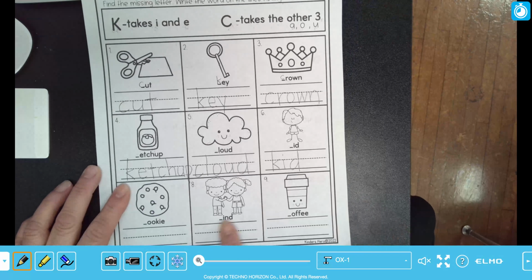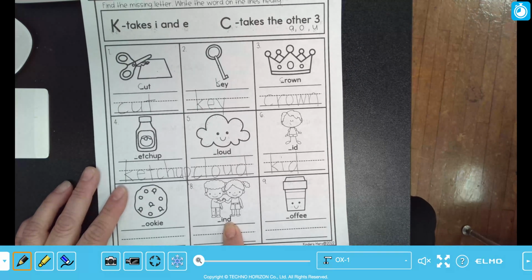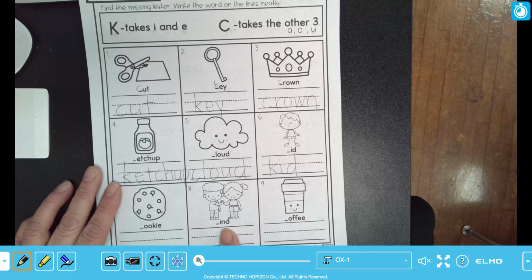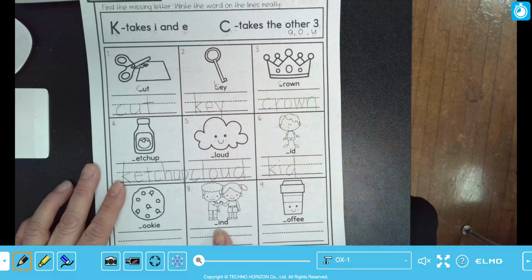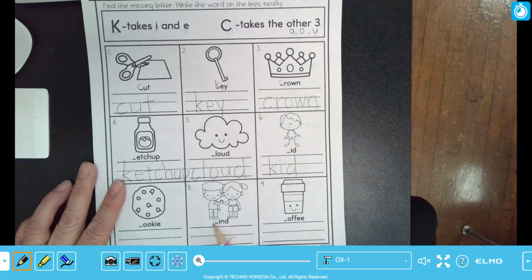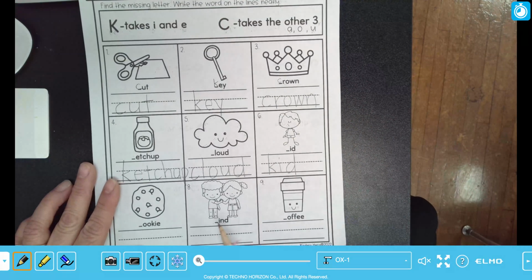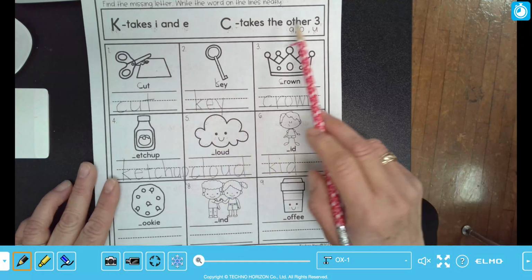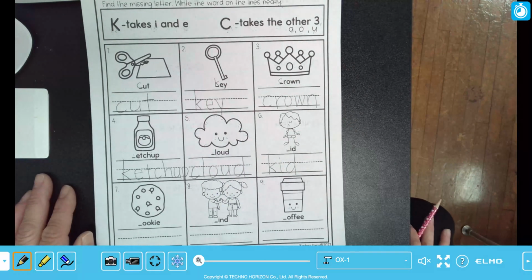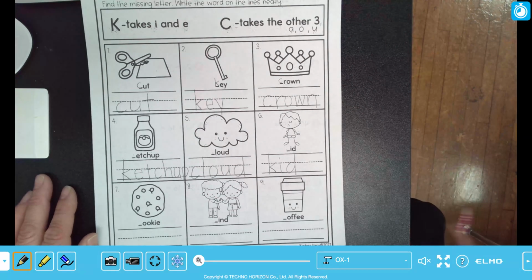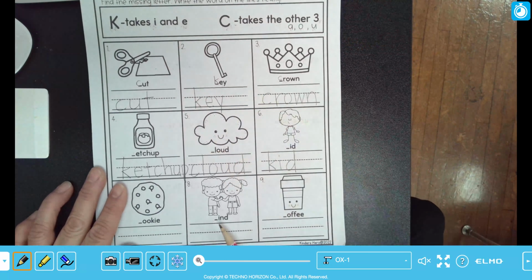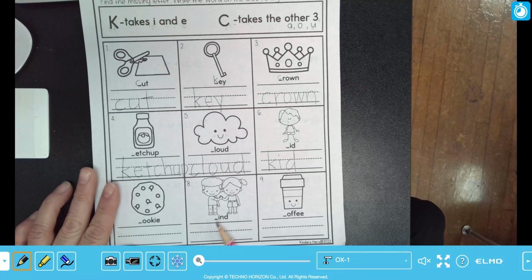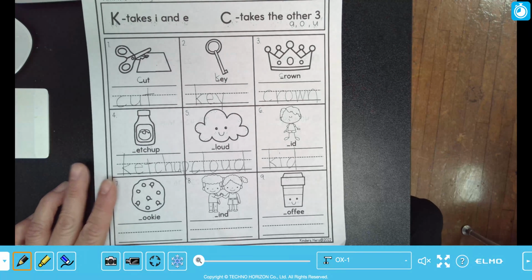Next is the word kind. Kind. Okay. So let's take kind. K takes I and E. C takes the other three. K, eind. So look at what letter comes next after the K. It's an I sound. So should it start with a K or should it start with a C? Yeah, it should start with a K, right? Because K takes I and E. So this has an I following the K. So this should be with a K. So write down kind with a K.